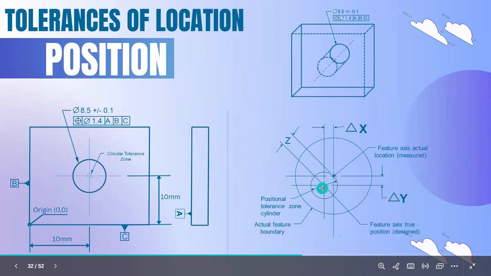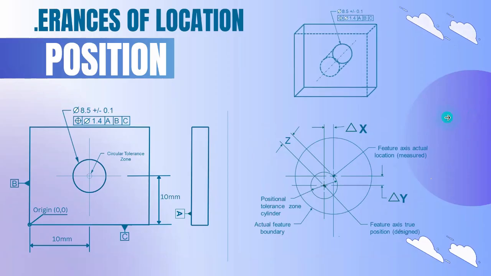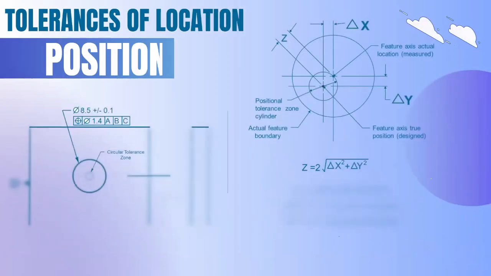Here this is the exact theoretical true position. This is the offset deviated from the theoretical position. The x deviation is called del x and the y deviation is called del y. We are going to calculate the overall deviation. The overall deviation is z. You can see here. So we can move on to the formula.